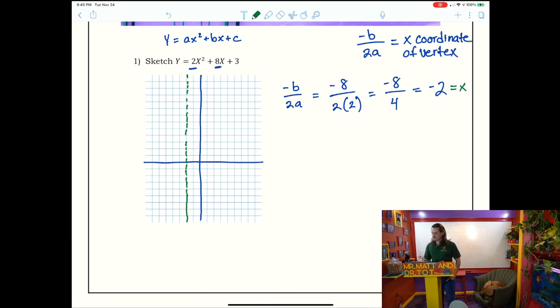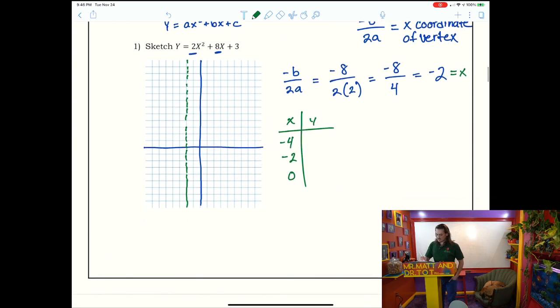So what I can do is evaluate that point. That's definitely going to be one point that I want to look at. So if I draw out an x and y table, I definitely want to look at x is equal to negative 2, but I also want to look at one value to the left and another value to the right. So I'm going to maybe pick negative 4, and I'm going to pick 0.